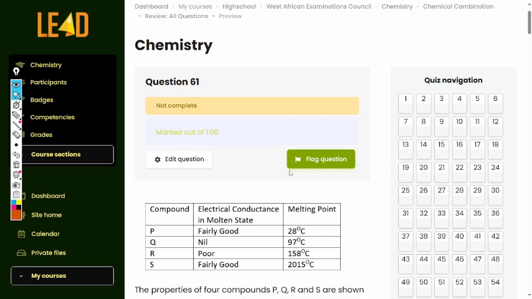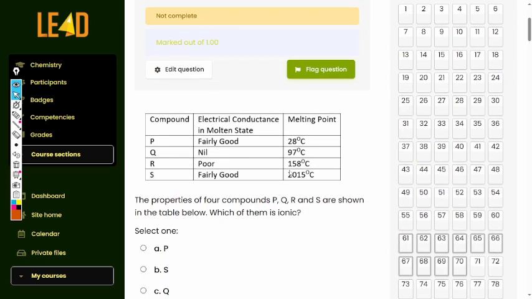Question 61. The properties of 4 compounds P, Q, R, and S are shown in the table below. Which of them is ionic? So here we consider the properties of ionic compounds. The 2 properties we have here are the electrical conductance and the melting point. So ionic compounds are good conductors of electricity. So that eliminates Q and R. So it's either P or S.